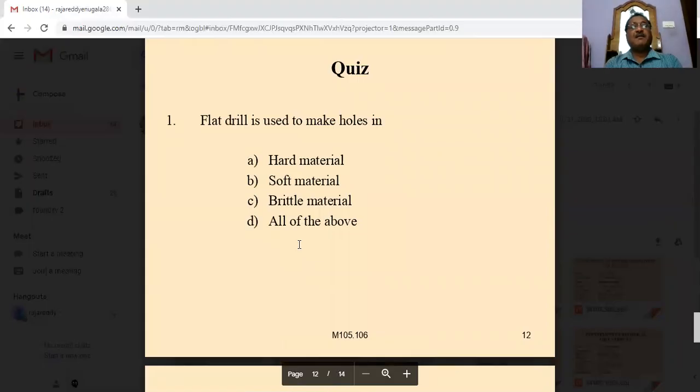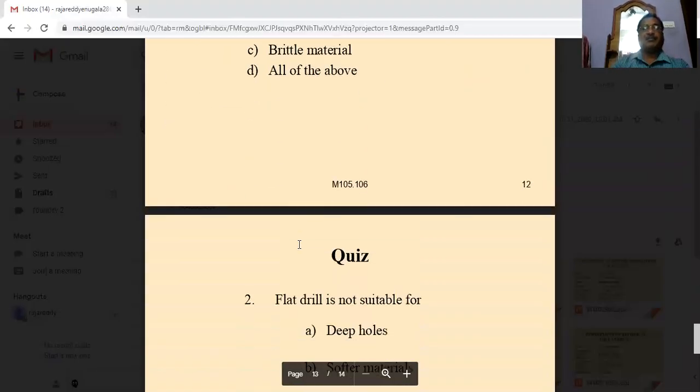Quiz. Bit 1. A flat drill is used to make holes in A. Hard material, B. Soft material, C. Brittle material, D. All of the above. A flat drill is used to make holes in softer material. Yes, bit B is the correct answer.